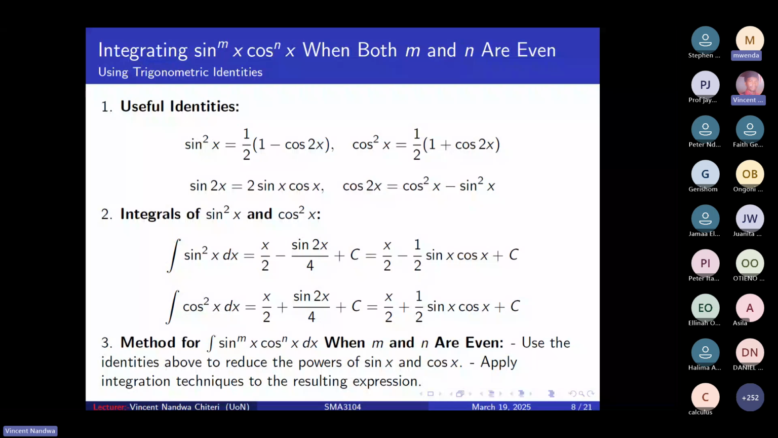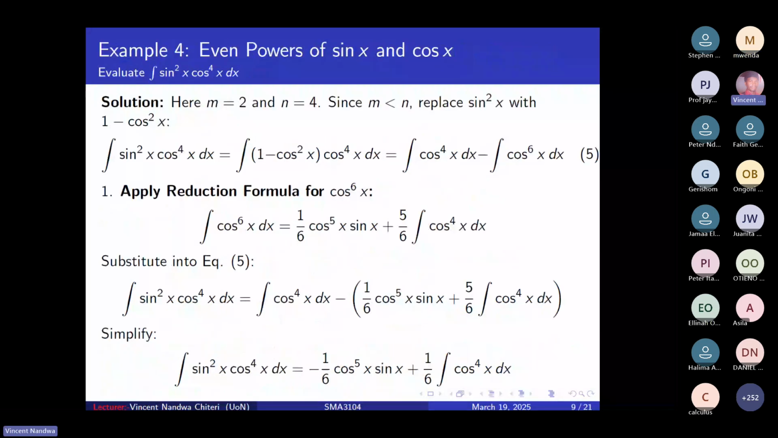So now let's see the case where both the powers are even numbers. When the powers are even, you try to rewrite the integrand in such a way that we have the same type of trigonometric function. So for example, you decide to express everything in terms of the sine function, or you decide to express it in terms of the cos function.